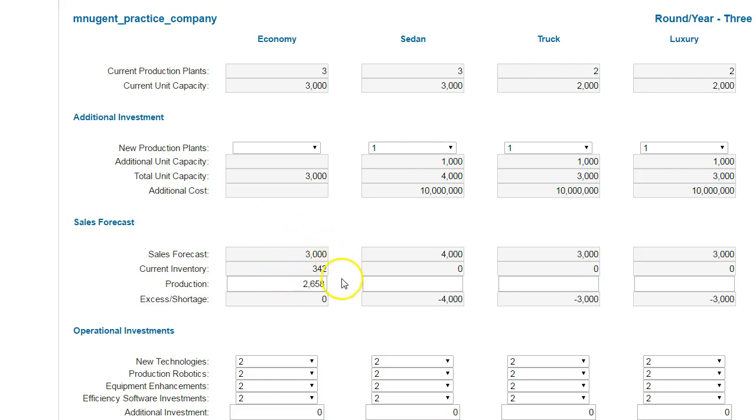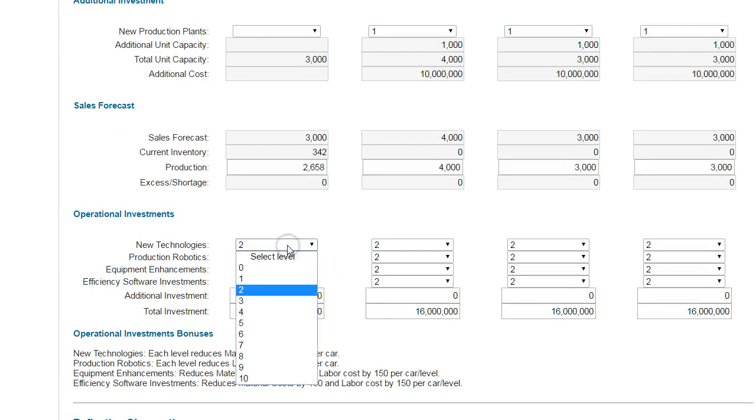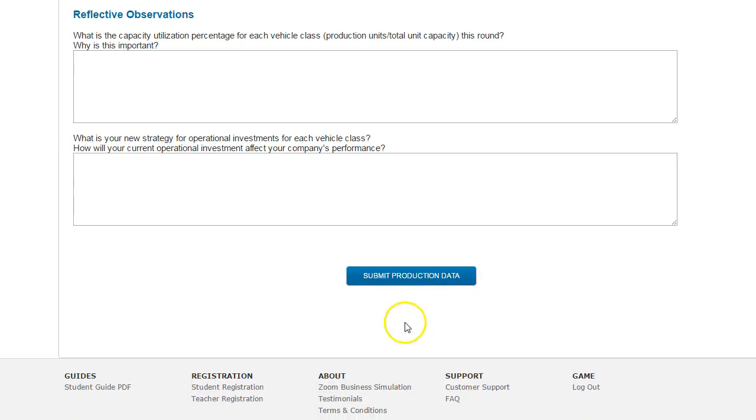2658. I had some leftover inventory last round, which did hurt. That's why my total asset turnover and some of my asset ratios weren't as good, because I had leftover inventory, which inflates my assets. It's inefficient to have leftover inventory. I want to sell exactly what I forecast. Okay. And I'm going to increase my operational investments to keep my company up to date in the newest technology and robotics.